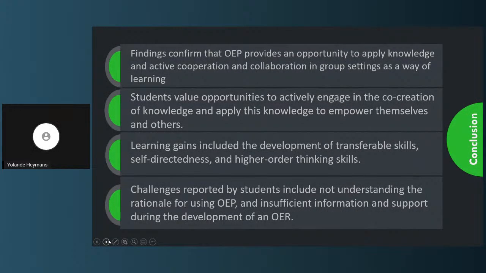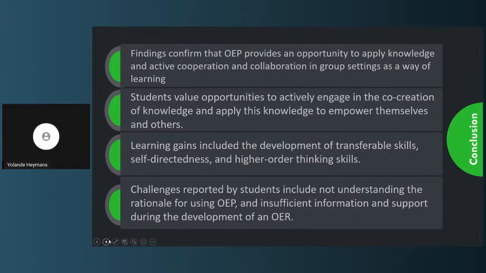In conclusion, our findings confirm that open educational practices has a place in higher education and definitely a place in health sciences, as it provides an opportunity to apply knowledge and active cooperation, collaboration in a group setting. And this is something that will be expected of our students the moment that they start working. Our students value the opportunity to actively engage in the co-creation of knowledge and apply this knowledge to empower themselves and others. And I think that in the beginning, we were scared what our students were going to do with this, and we were amazed how they took ownership of this and how they love the fact that they are sharing to empower themselves, but also to empower others.